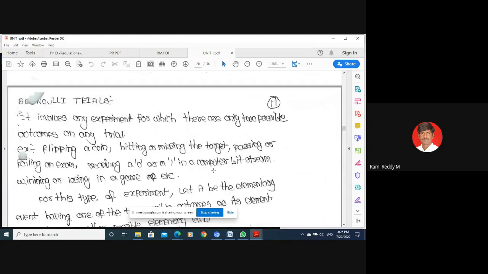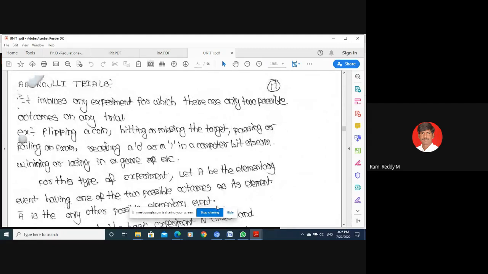The remaining part will be continued in the next class.